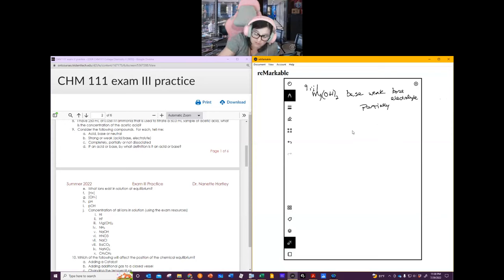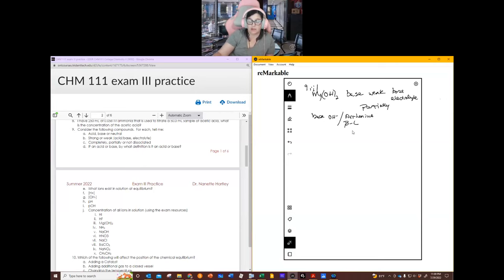It is a base because of the OH minus that it gives up. Since it donates the OH minus, that fits our Arrhenius definition, which is the donation of the OH minus. When we look at our Bronsted-Lowry, that is the ability to accept a proton, which it can do.